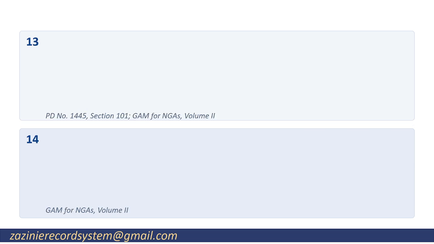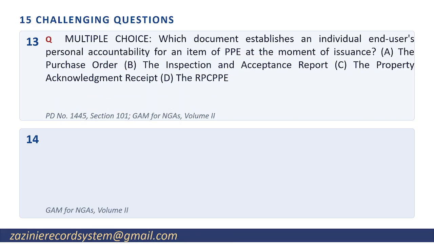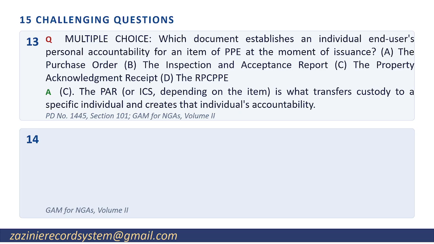15 challenging questions. Number 13. Multiple choice. Which document establishes an individual end user's personal accountability for an item of PPE at the moment of issuance? A. The purchase order. B. The inspection and acceptance report. C. The property acknowledgement receipt. D. The RPCPPE. C. The PAR, or ICS, depending on the item, is what transfers custody to a specific individual and creates that individual's accountability.